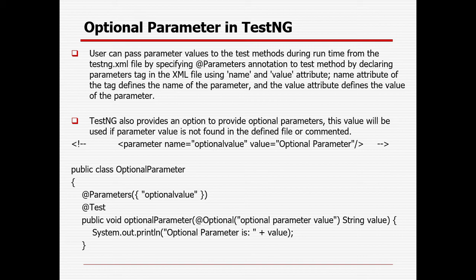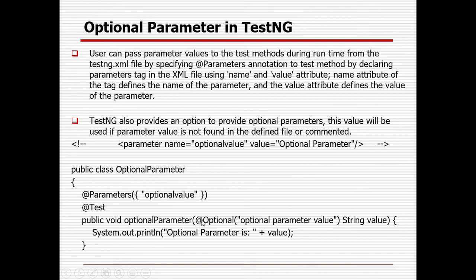TestNG also provides an option to provide an optional parameter. This value will be used if the parameter value is not found in the defined file or is commented. Just like that, suppose we have added the parameter value but we have commented it. Obviously that parameter value will not be taken from the TestNG XML file. So here there is a provision: we can use an optional parameter.